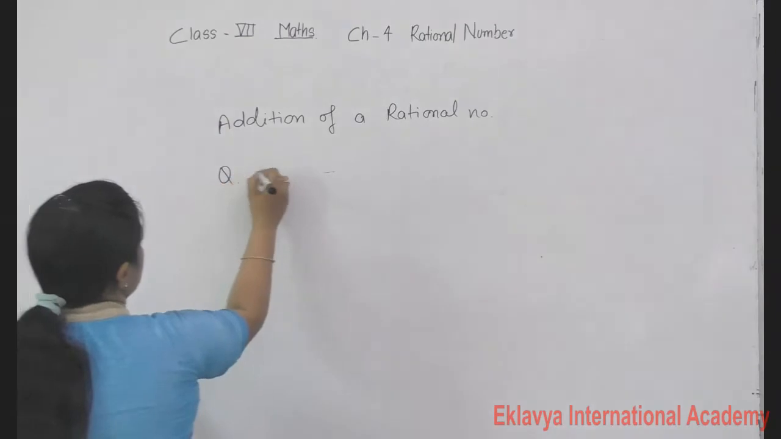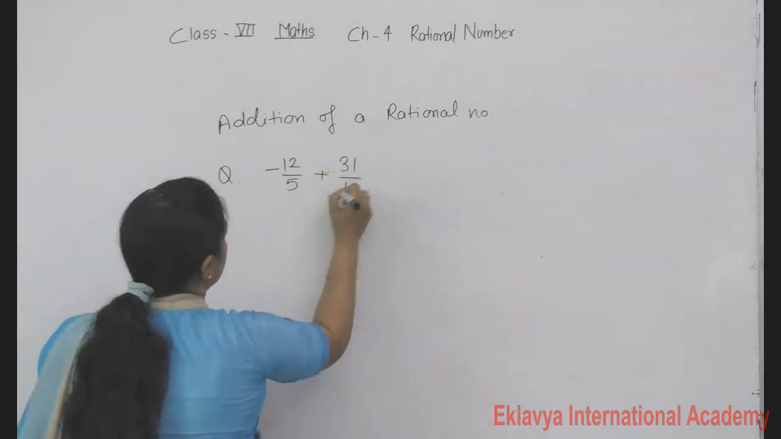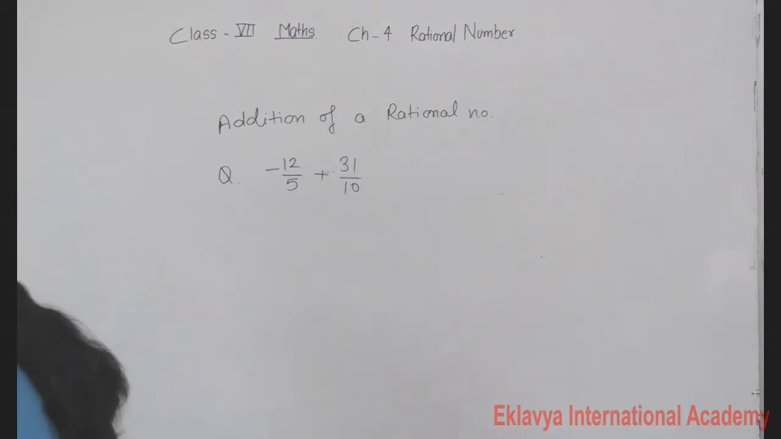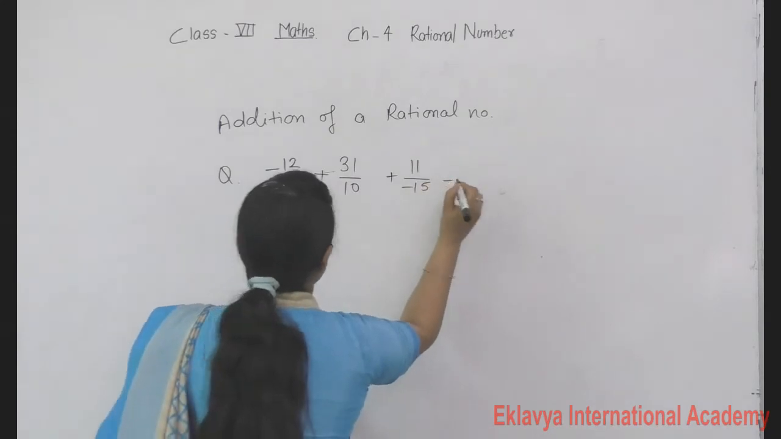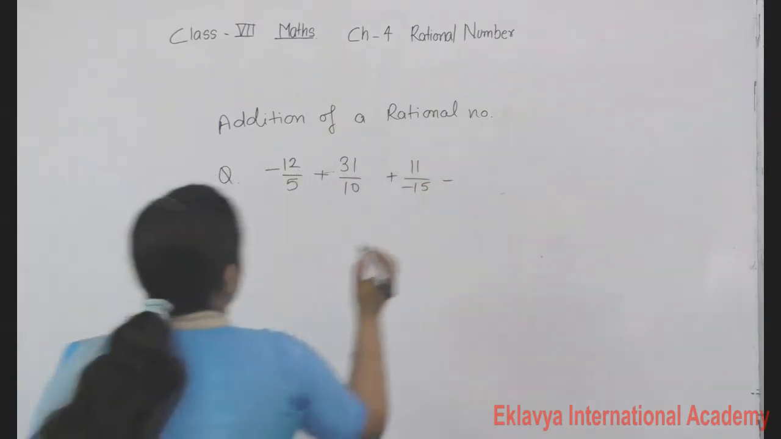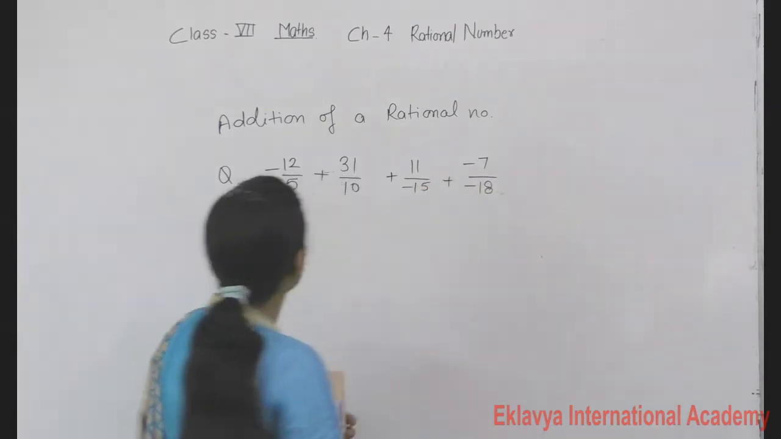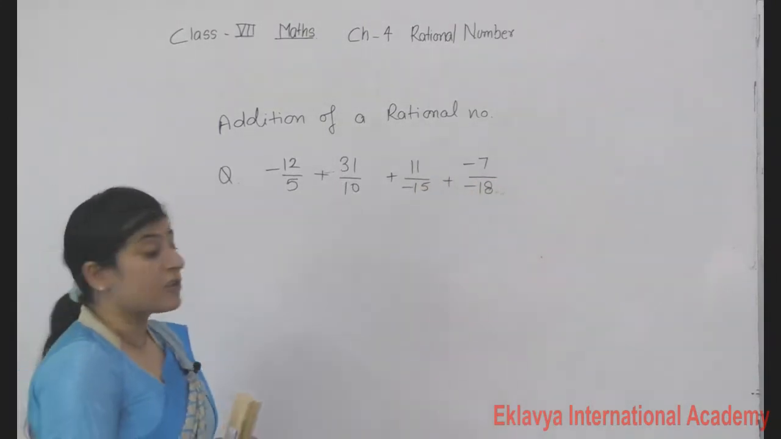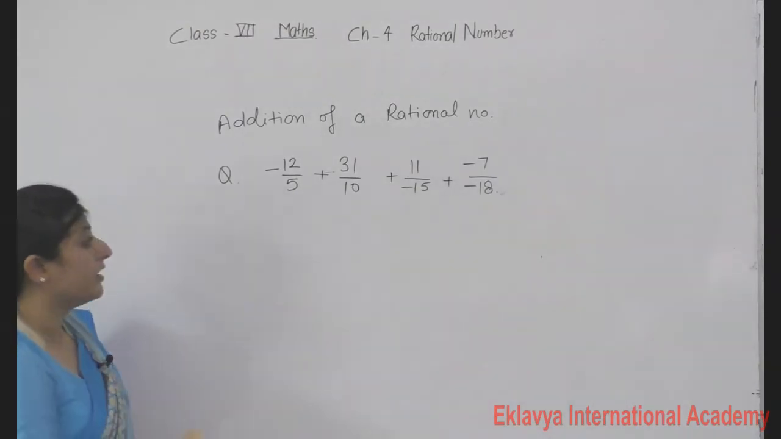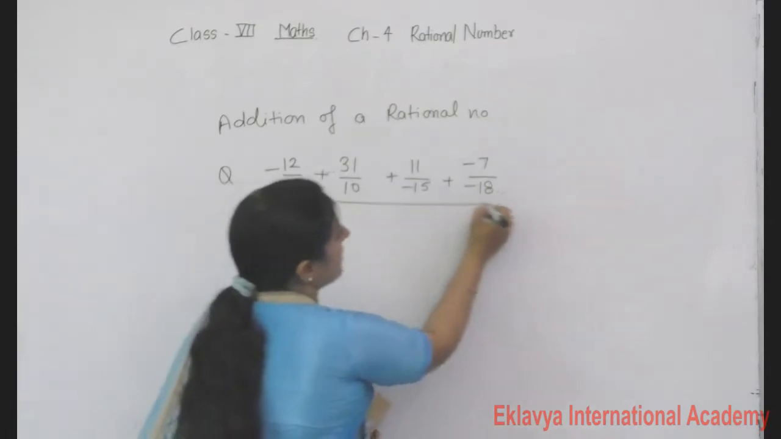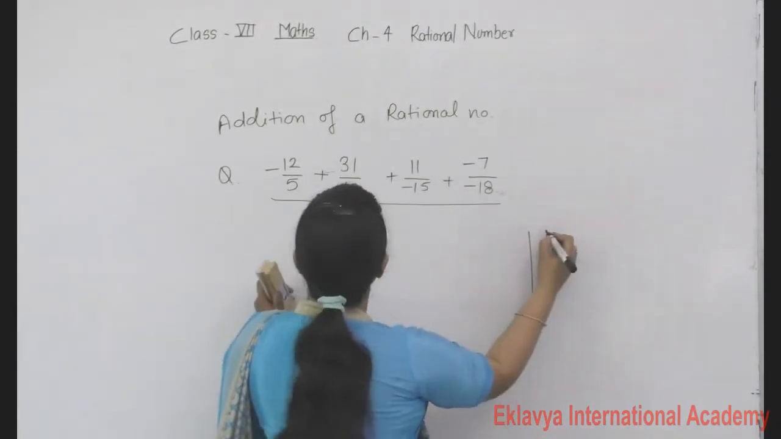Minus 12 by 5 plus 31 by 10 plus 11 by minus 15 plus minus 7 upon minus 18. Add all these rational numbers. How to add it? See here. Same thing. Firstly, see, all denominators are different, then firstly we take the LCM.